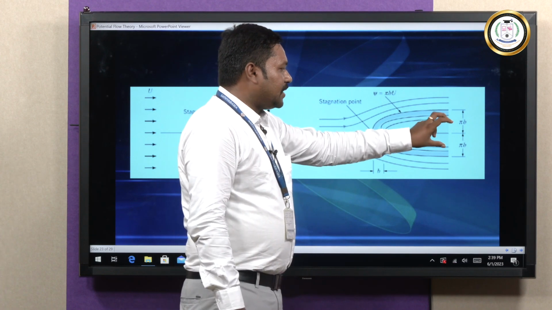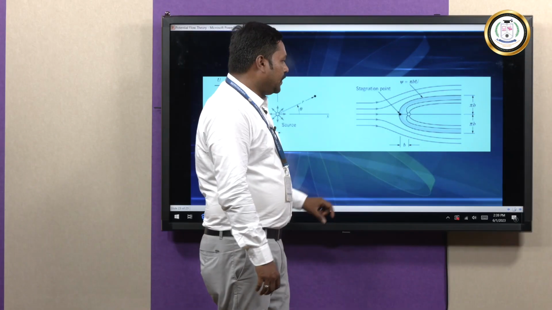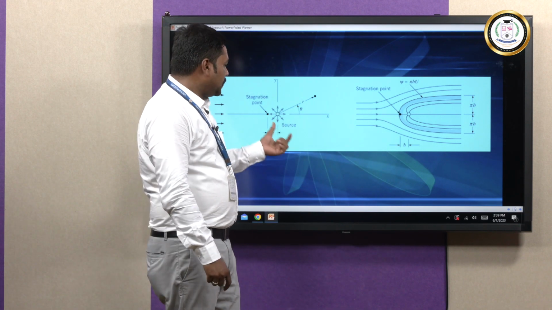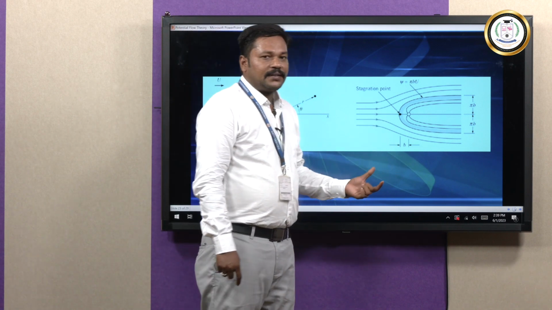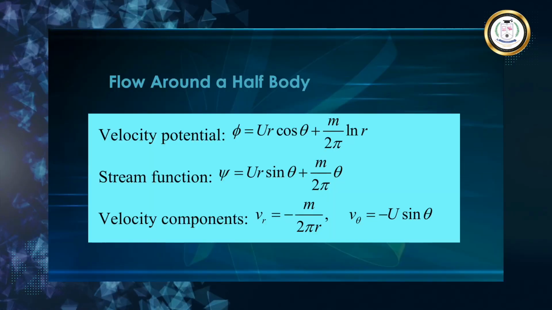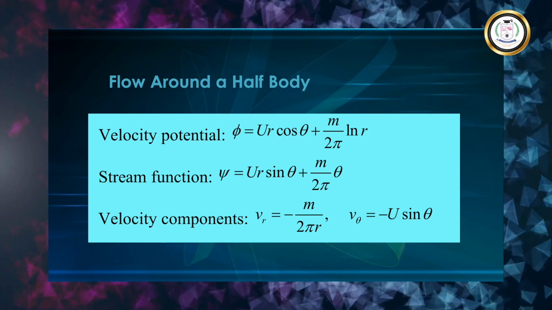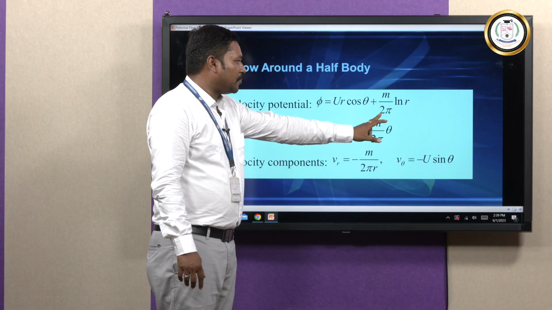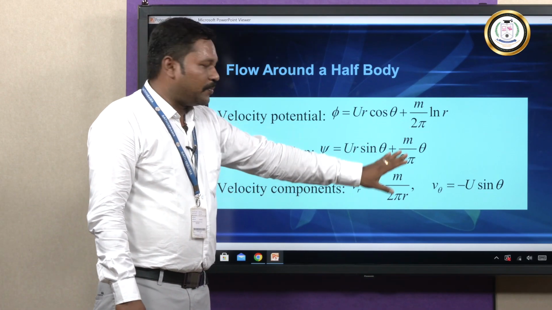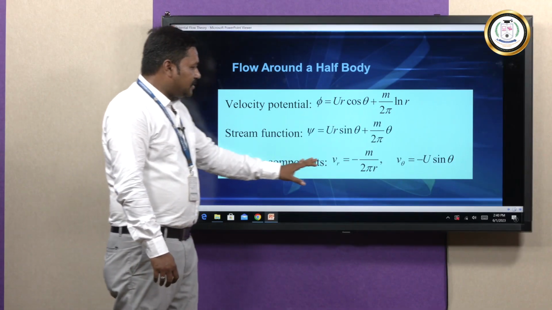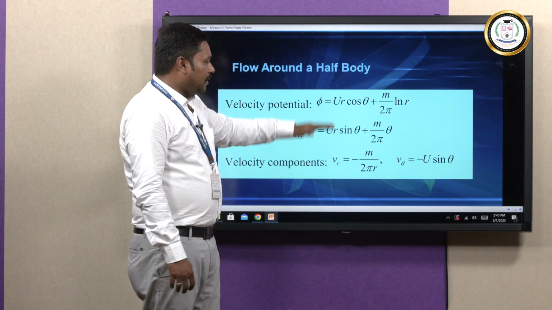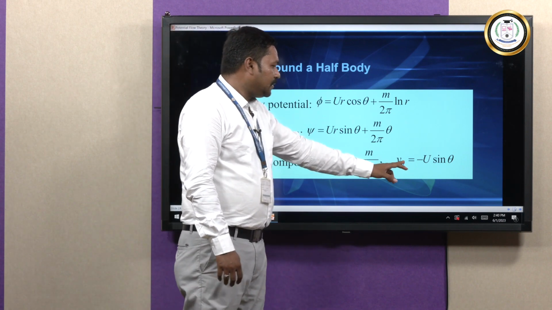The stream function is given as pi b u, and pi b is the depth of the Rankine oval body. And b, the distance from the point of the source to the stagnation point, is typically called the width of the oval body. For the flow around the oval body, the velocity potential is phi equal to u r cos theta plus m by 2 pi ln r, and the stream function is psi equal to u r sin theta plus m by 2 pi theta. Deriving these, we obtain the radial velocity and tangential velocity.